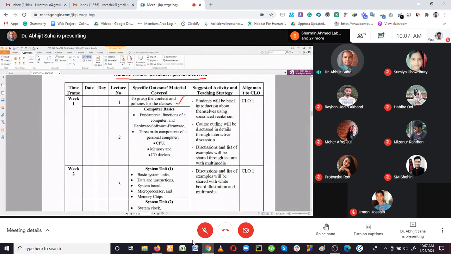This is what we are doing at this moment: we are discussing the course outline. The introduction part was done in yesterday's class, so we are not going to follow it now. They said that the first lecture is going to start tomorrow, and it is about computer basics.